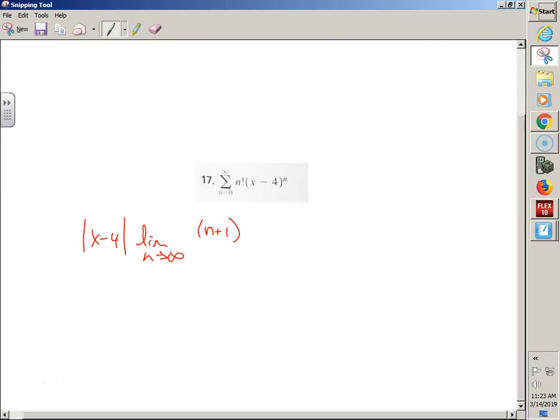What was over? N plus 1. Oh, no, I think it's just n plus 1. Sorry, I did it all in my head, but it's n plus 1 factorial, x minus 4 to the n plus 1. One x minus 4 comes out. The x minus 4's cancel. The n factorials cancel. The problem is this goes to infinity, and is infinity ever less than 1?